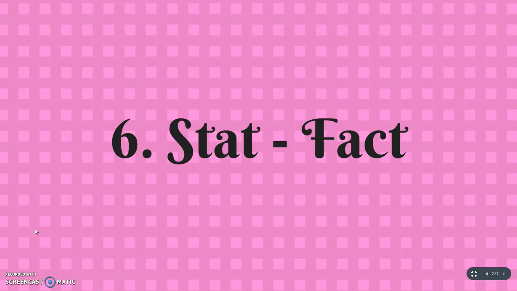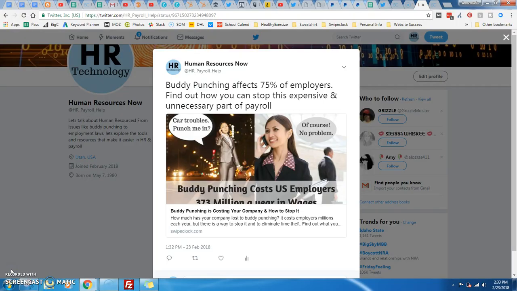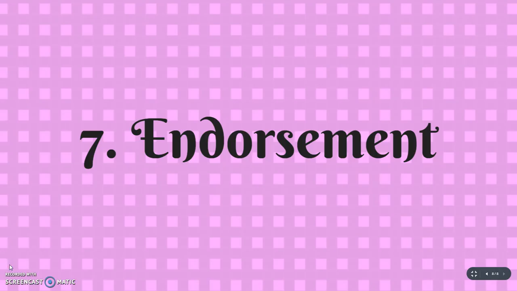The next type of tweet is one that shares a statistic or a fact. This is an example of a statistic or a fact. Buddy punching affects 75% of employers. And then in this tweet, we added a solution, find out how to stop it. And this again puts you over to an article that gives education around that problem and how human resources can stop that problem.